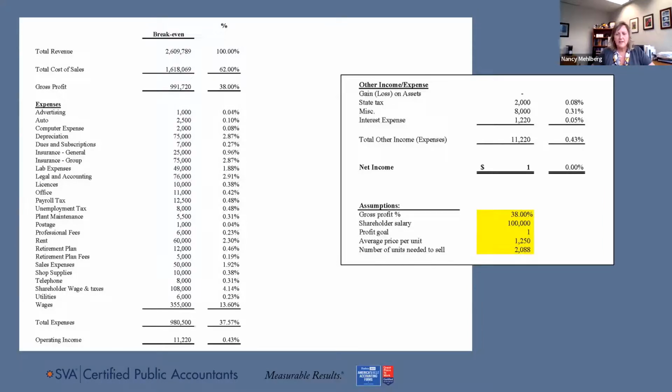And let's say that my assumption is that I have a 38% gross profit margin. As an owner of this organization, I want to take a $100,000 salary, and I just put a profit goal at the end of $1. You could put in 100,000, 200,000, a million, whatever you want to put in there.